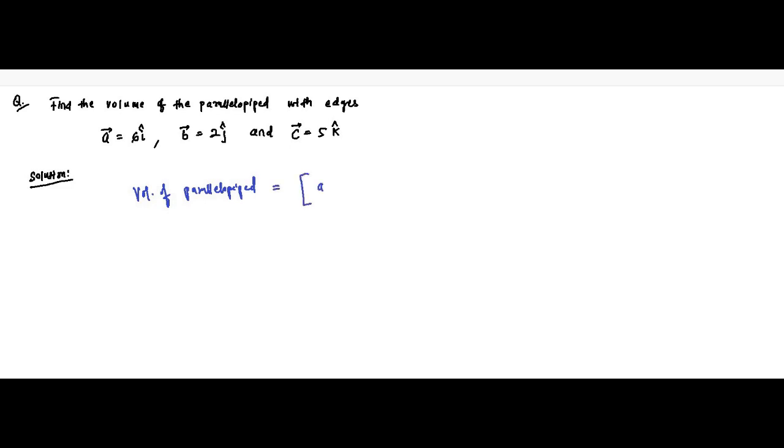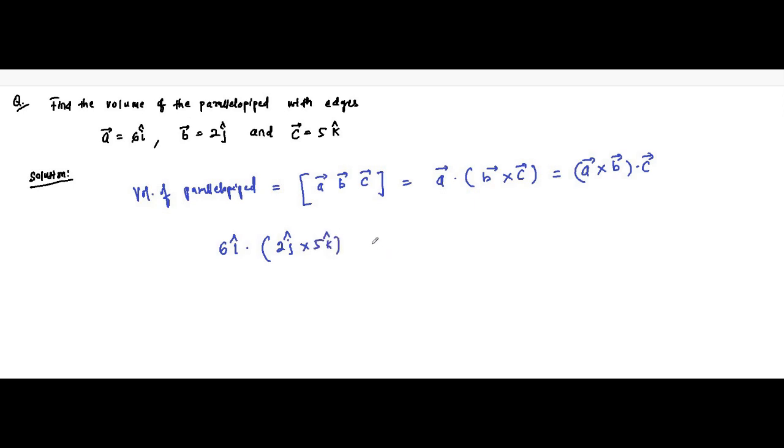given as the scalar triple product of the three vectors, which is A vector dot B vector cross C vector or A vector cross B vector dot C vector. Whichever way you go, you will get the same result. Okay, so here A vector is 6i cap, so it will be 6i cap dot B vector cross C vector, that is 2j cap cross 5k cap. So this becomes 6i cap dot j vector cross k vector is i cap.